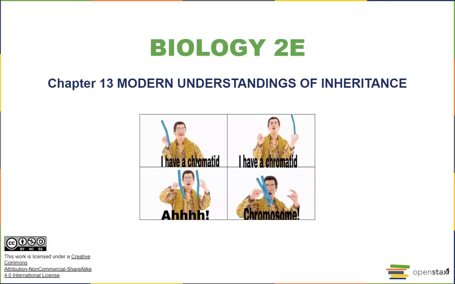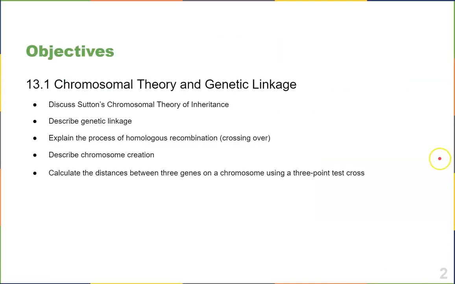In this video, we're going to cover chapter 13, which is Modern Understandings of Inheritance. So we're going to look at how chromosomes are inherited through meiosis and how the genes on those chromosomes can be inherited separately or together. So let's go ahead and get started.